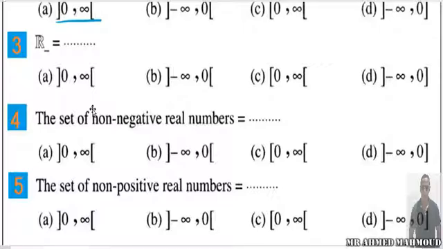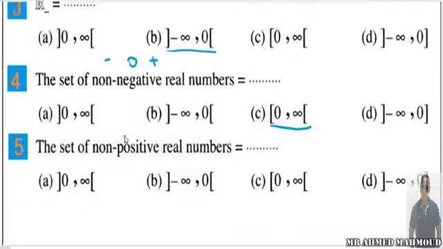The next one, R negative, is the numbers less than 0. It's from 0 opened to negative infinity, or from negative infinity to 0 opened. Now I have non-negative numbers. All the numbers are three kinds: negative, 0, and positive. When we say non-negative, we mean 0 and the positive numbers. The positive numbers are 0 opened and infinity opened. Then if we add 0 to this one, it will be closed, and infinity opened.